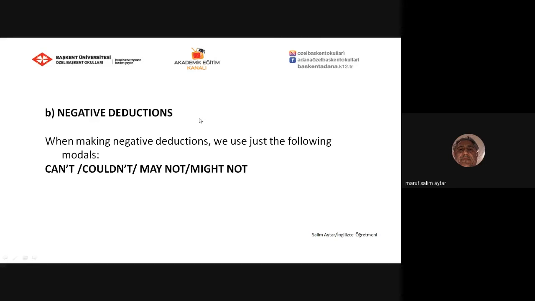This time, we need to deal with negative deductions. In the first two, we made deductions. Actually, we made positive deductions, okay? With a strong one and with a weak one. This time, we are going to deal with negative deductions. When making negative deductions, we use just the following models, not anything else. Can't, couldn't, may not, might not.